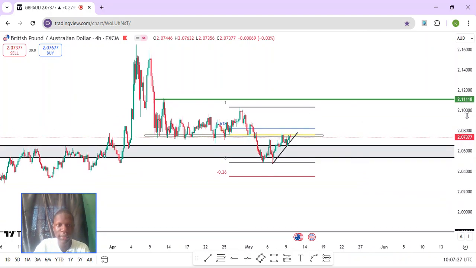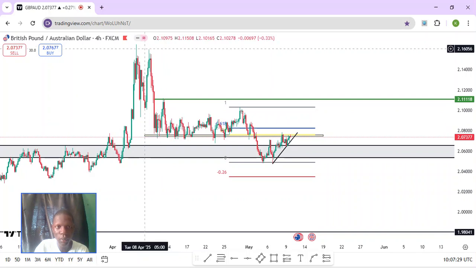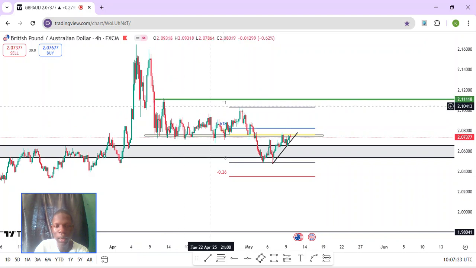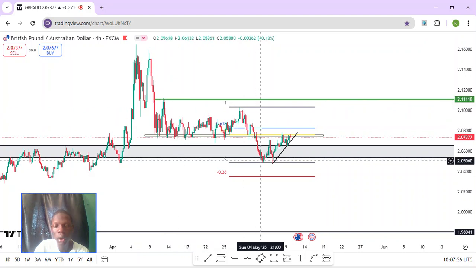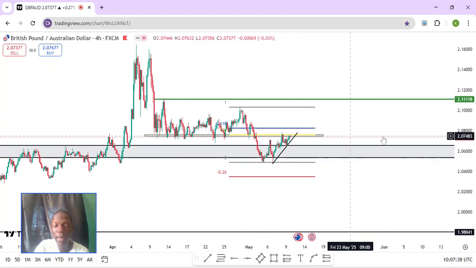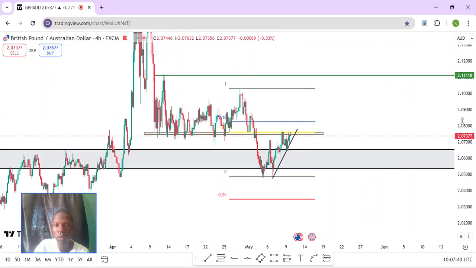Sorry guys. So this is the waves. So lower low, lower high, lower low, lower low, lower high. So the market is giving a lower high currently.